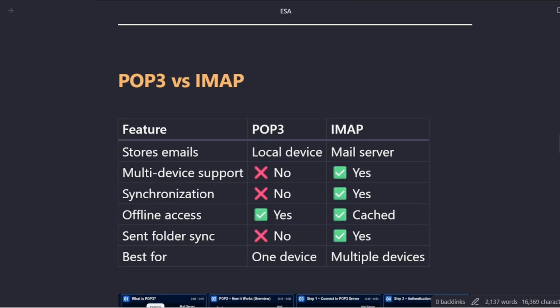POP3 stores the emails on the local device. In IMAP, I told you guys, mail is stored on the mail server itself. Multi-device support: POP3 does not provide it, IMAP provides it. Synchronization is there because multi-device support is there, of course. Offline access: POP3, yes; IMAP, cached copies will be there. No folder sync in POP3. IMAP is best for one device or multiple devices. If you go through multiple devices, like mobile phones, PC, laptop, then synchronization of the mail should be there, right?